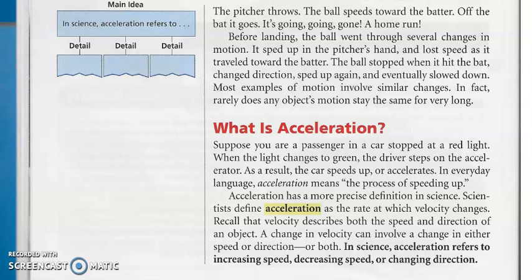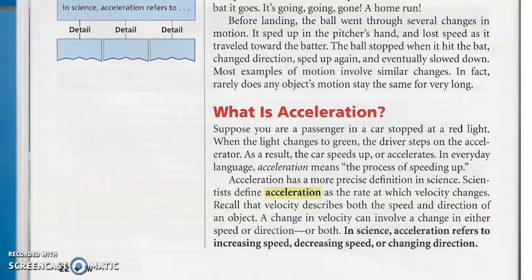Scientists define acceleration as the rate at which velocity changes. Recall, the velocity describes both the speed and direction of an object. A change in velocity can involve a change in either speed or direction, or both. In science, acceleration refers to increasing speed, decreasing speed, or changing directions.